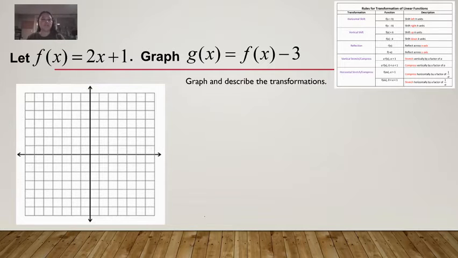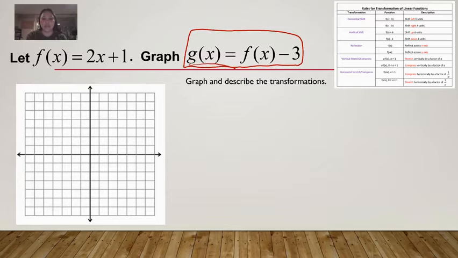But we're going to then graph g of x, where we're going to take f of x, which is 2x plus 1, and we're going to subtract it by 3. Now, our goal is to graph it and describe the transformations, okay? So just looking at the rule, I can see that g of x is equal to f of x minus 3. I can actually just look at that and know what the rule is from my chart.